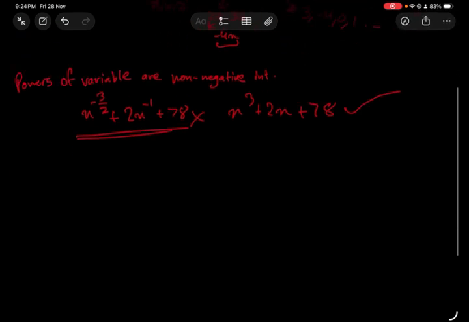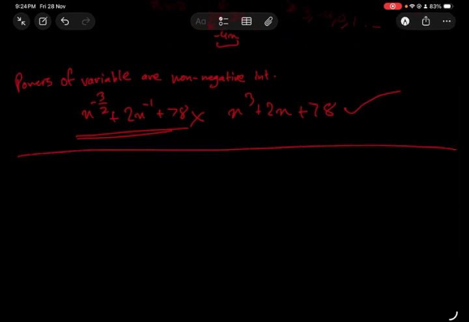Now let me talk about the types of polynomials. Now we can differentiate the polynomials in two ways: by the degree and the number of terms. First we're going to talk about the number of terms and then we're going to talk about the degree.